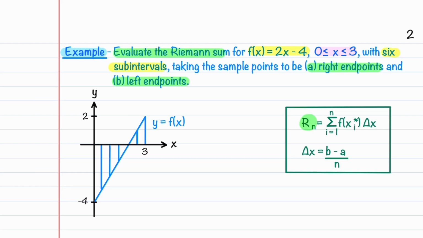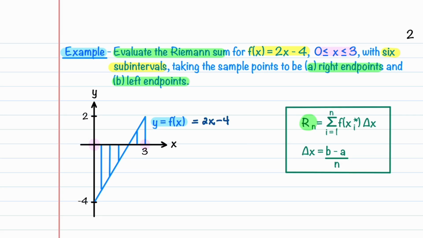I went ahead and graphed the function y is equal to f of x, which is equal to 2x minus 4. And I broke up our region into 6 subintervals. Notice that our values of x go from 0 to 3.